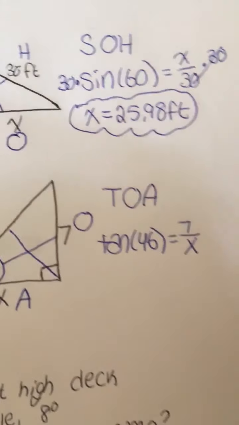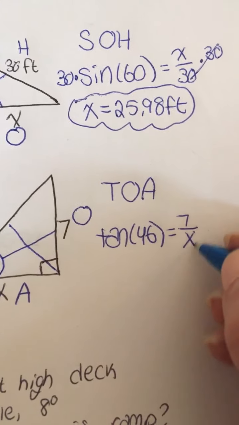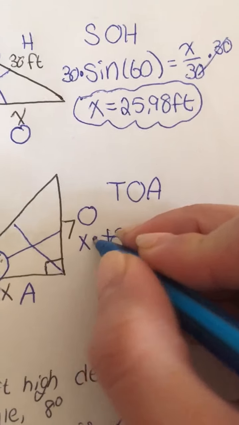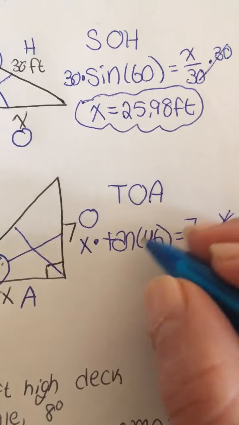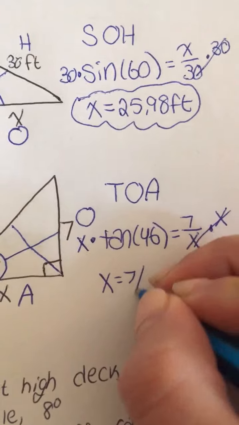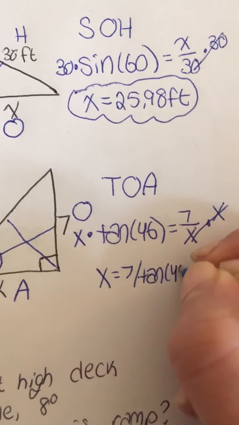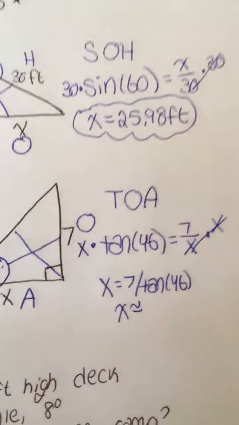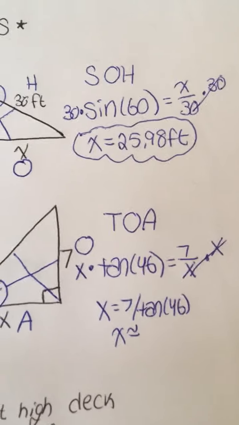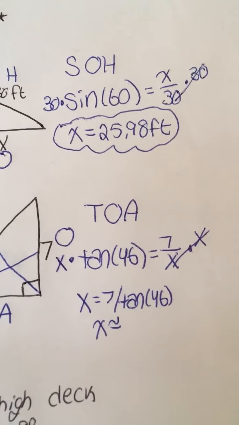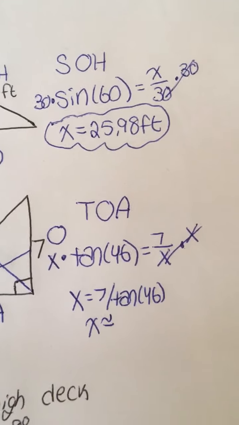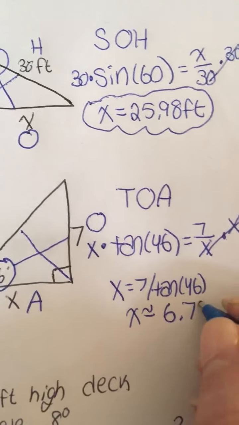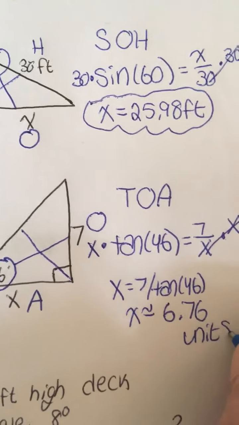So again, we always have to get rid of what's over here in the bottom by undoing division with multiplication. So times x, and then to get x by itself, we have to divide by tangent of 46. And I'm just going to go and put it in the calculator. This sign means approximately. I should have really put that for all of them, but it's okay. I'm not going to take off points for something like that. So 7 divided by tangent of 46 is 6.76. Again, there's no unit here, so you don't have to worry about writing it, or you could just write the word units.